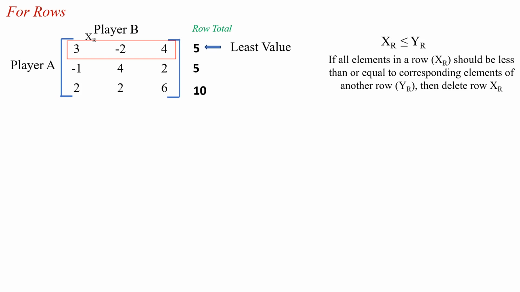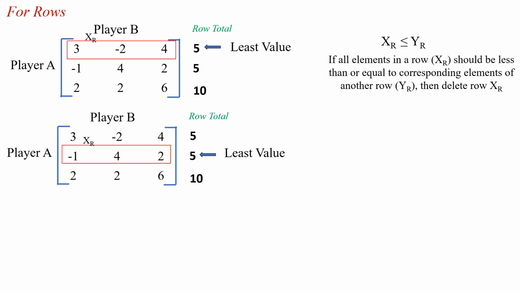Next we check the second row elements. Here the first element is 3 and the second row's first element is -1. So 3 is not less than -1. Then we have to go for another one.